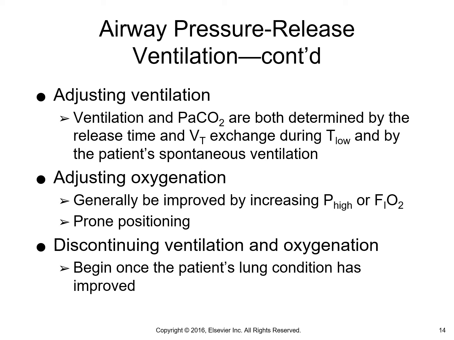If we're adjusting oxygenation, we can improve that by increasing our P high, or of course our FiO2, or consider proning. And then we discontinue once the patient's lung condition has improved and we've got them down to hopefully 50% FiO2 and a reasonable amount of PEEP. We'll talk briefly about how you stretch and drop, as they call it, for weaning APRV.